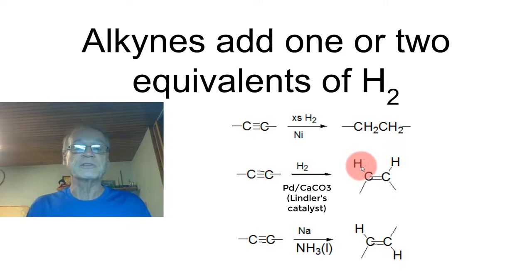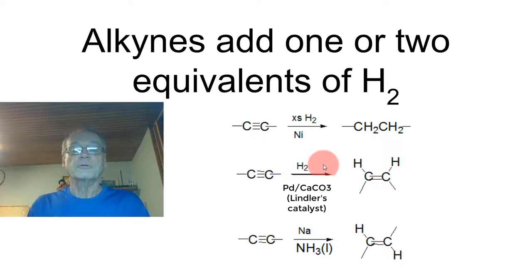Notice it adds stereospecifically syn, which is very useful because that allows you to make alkenes with a cis stereochemistry, and that's one of the few ways that we have of doing that, because typically when you make alkenes, it tends to want to be trans, and so in order to make a cis double bond, this is a very good way to do it. Start with an alkyne and turn it into a cis alkene using hydrogen and Lindlar's catalyst.